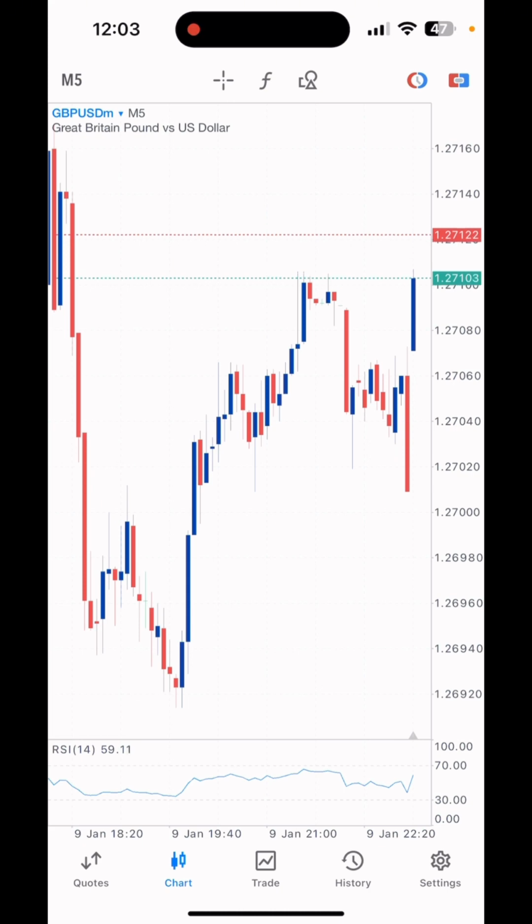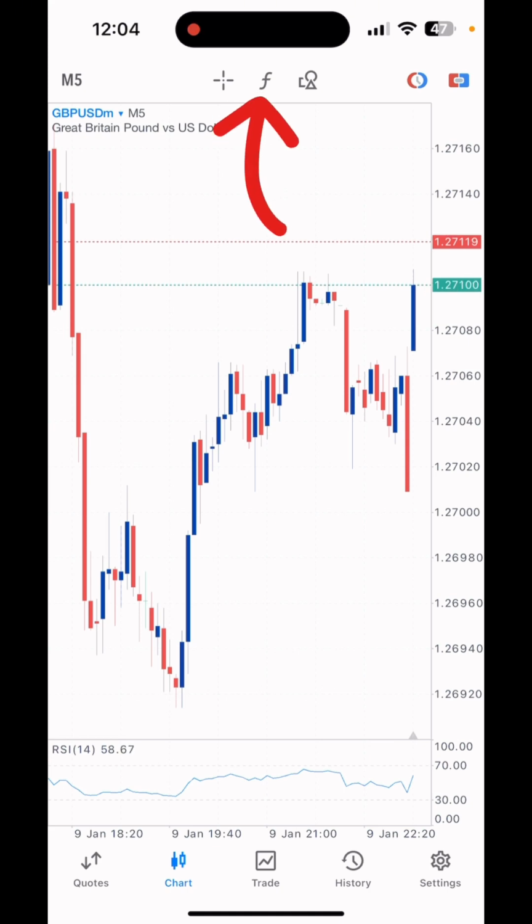Like I said, what is the moving average? I explained it to you in the previous video. The moving average is used to tell you, or to dictate, the trend of the market, the direction of the market. So let's click the F sign without wasting much time.